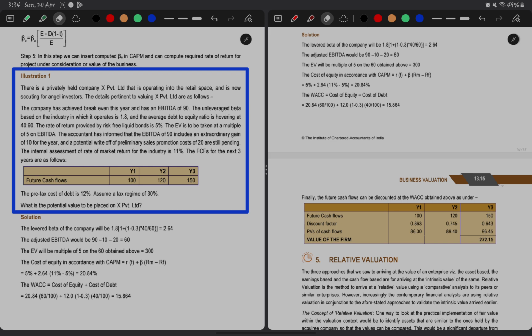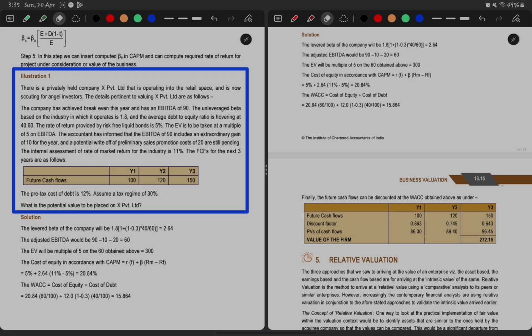The company has achieved break even this year and has an EBITDA of 90. Break even is nothing but when your income meets your expenses. As we know, during the startup phase, almost all companies will burn money, and then they achieve break even. When their complete expenses meet the revenue, it signifies they are generating enough revenue to meet their complete expenses, and has an EBITDA of 90.